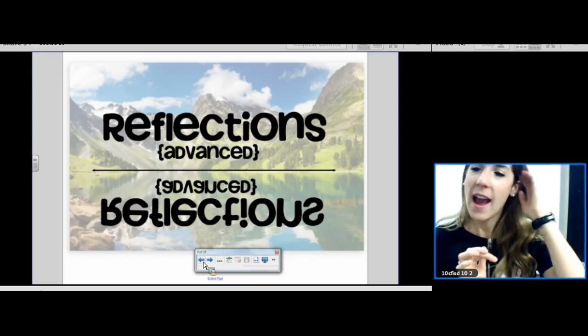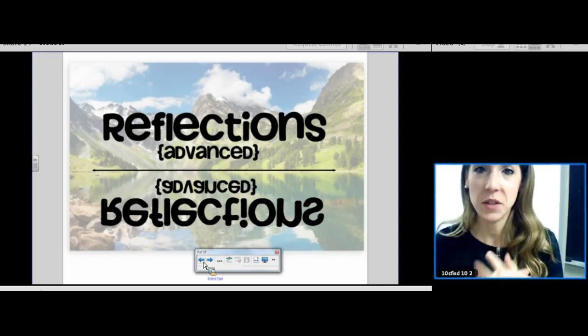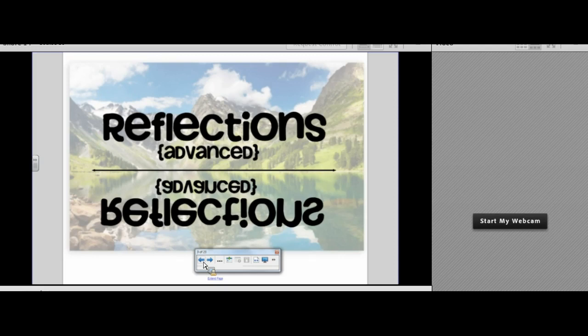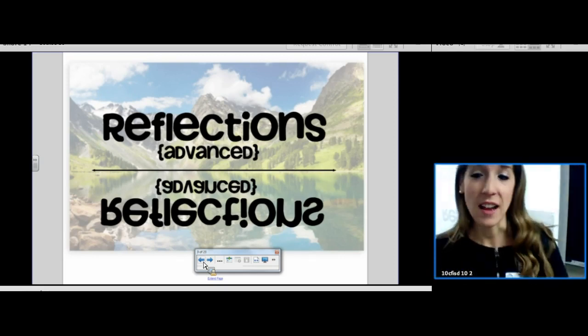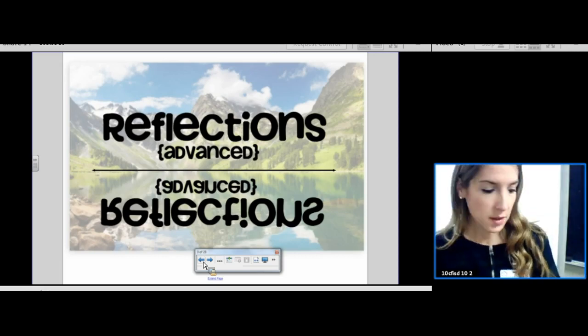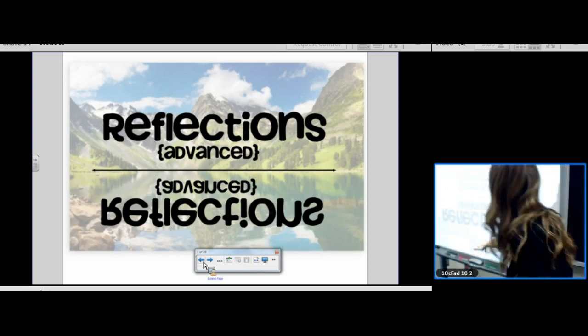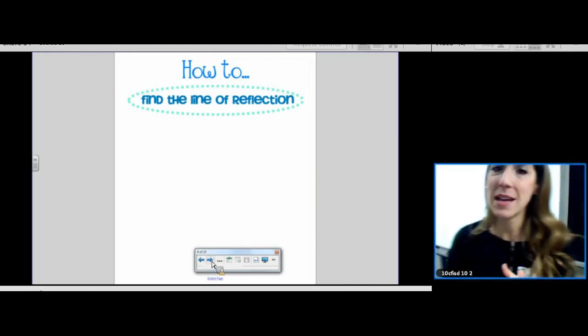Okay, so we are going on to advanced reflections and rotations. We've actually already done advanced dilations. That was last Thursday. So now we're moving on to reflections and rotations. So what does it mean when we say advanced?